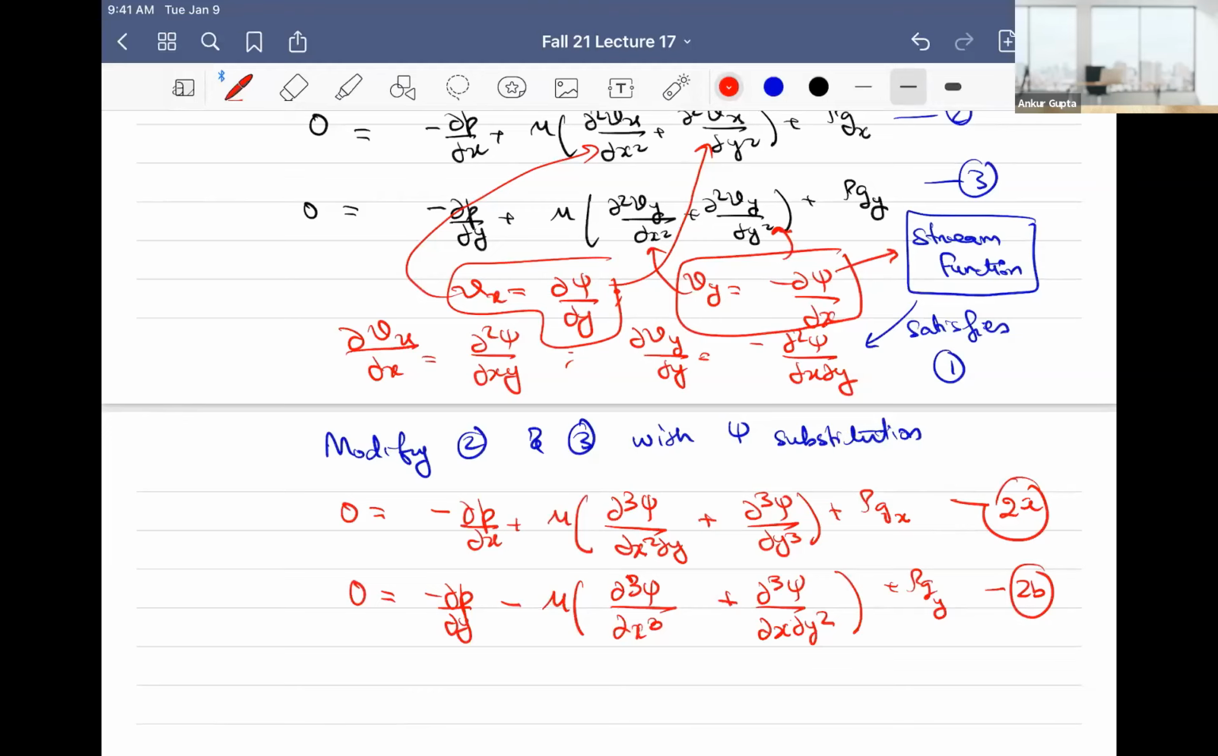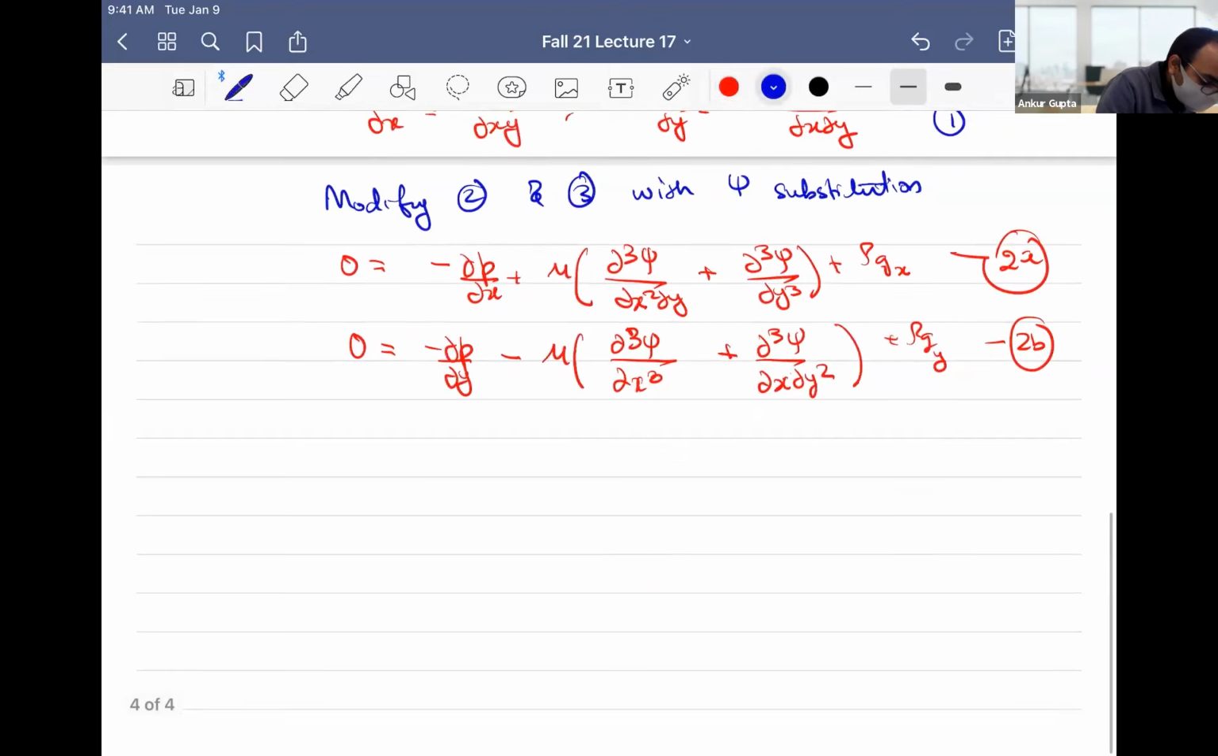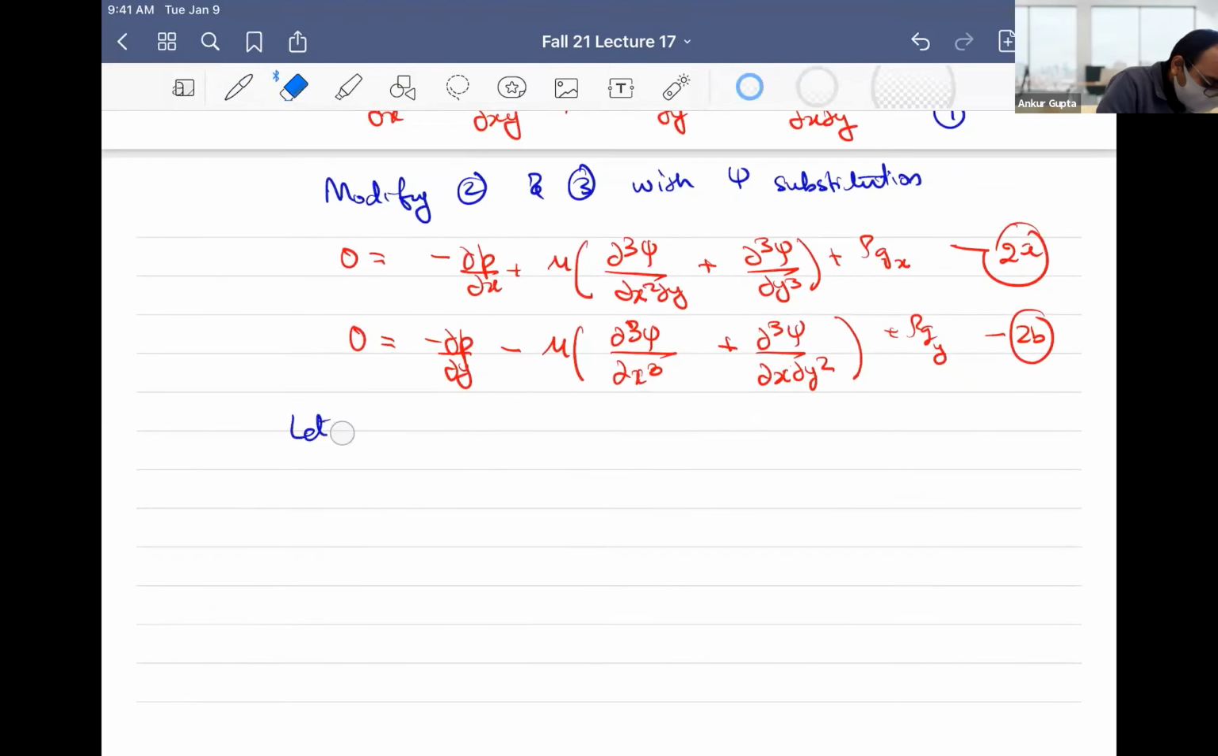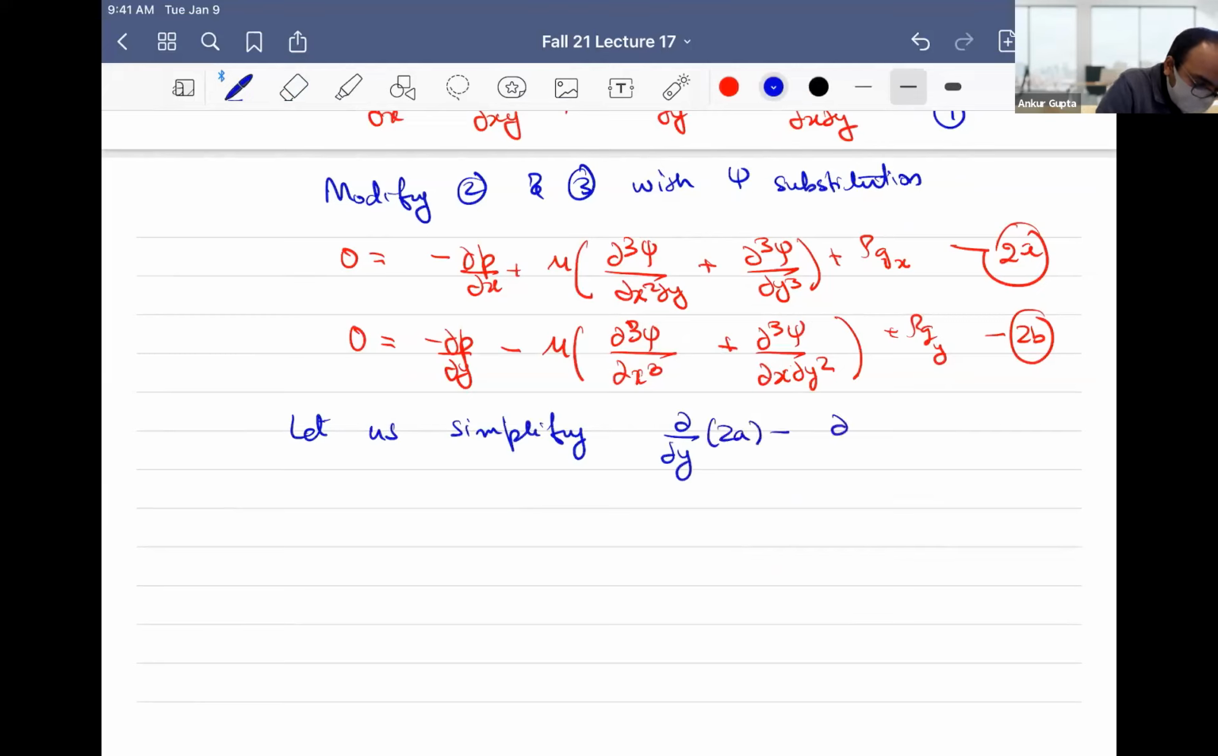So that's the idea. One idea we see, we have a pressure here, and if I differentiate the 2a by y and differentiate this by x and subtract, then I will get rid of the pressure term too, right? I just want to reduce the number of variables because it's very complicated to solve coupled variables. So now I want to further reduce. So we'll say, well, let us simplify: del by del y of 2a minus del by del x of 2b. Okay, so that's the idea.